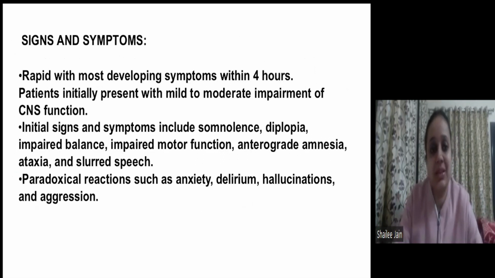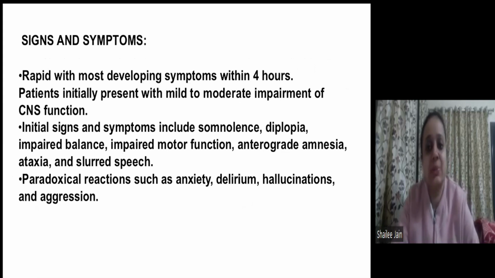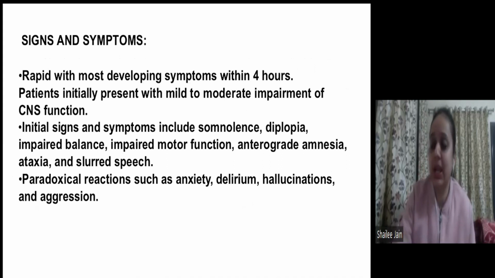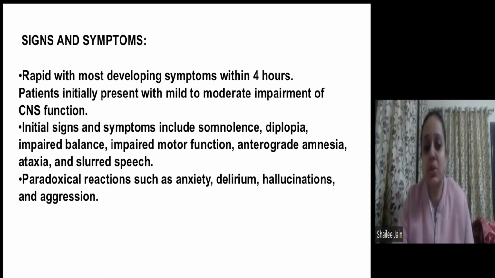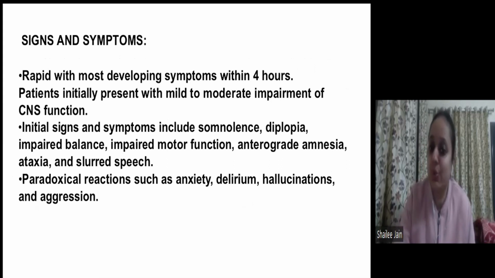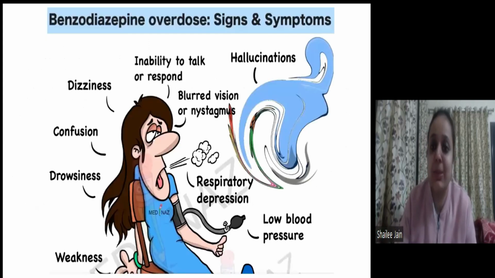Now, coming to signs and symptoms. The signs and symptoms are rapid, with most developing within 4 hours. So the patients initially present with mild to moderate impairment of CNS function because it basically acts on the CNS. So the patient will present to us with somnolence, diplopia, impaired balance, impaired motor function, anterograde amnesia, ataxia, or slurred speech. Sometimes paradoxical reactions such as anxiety, delirium, hallucinations, and aggression also occur in such patients. So this is a diagram explaining the basic signs and symptoms.